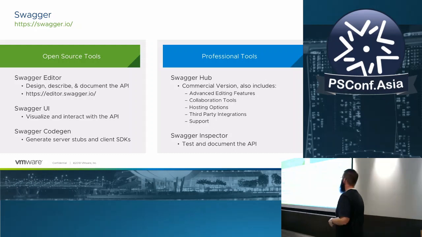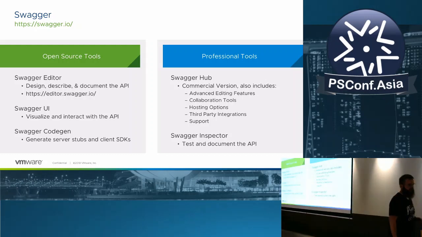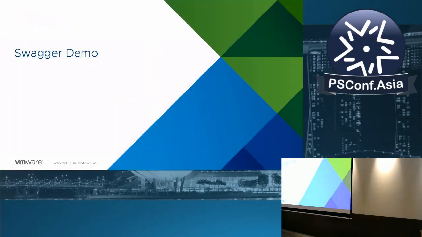They also have some professional stuff that's out there. So if you hear the word SwaggerHub, it's basically taking all those open source tools and making them available with third-party features, integrations, support, stuff like that. And then there's the Swagger Inspector, which is just a testing and documentation API, kind of taking that to the next level.